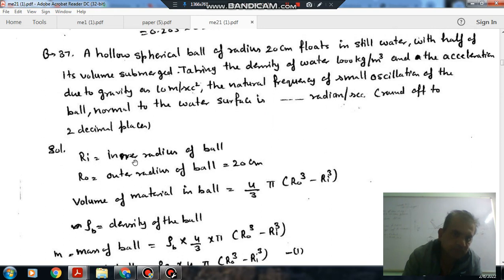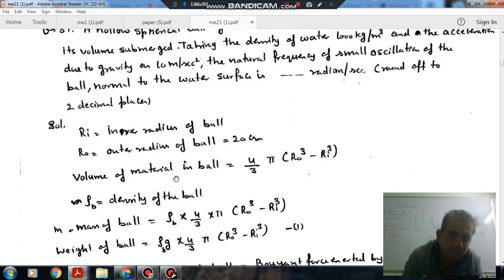Now let Ri be the inner radius of the ball and R naught be the outer radius of the ball, that is given as 20 centimeter. So the volume of the ball material is 4 by 3 pi (R naught cube minus Ri cube). That is the volume of material of the ball.